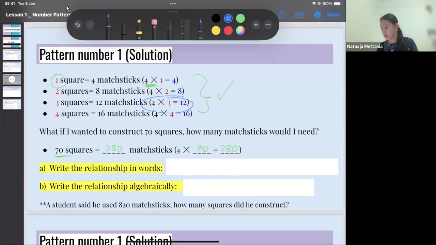Okay, now it says question A, write the relationships in words. To write it in words, well, I'm figuring out the total number of matchsticks. So that is going to be my end. So the total matchsticks is equal to, what's the rule? What's the pattern? Well, the rule was I had to multiply 4 to the number of squares. So that's all I'm going to do. I'm going to write down 4 times the number of squares.